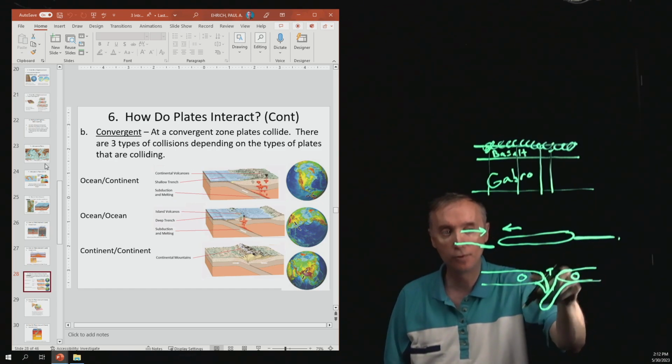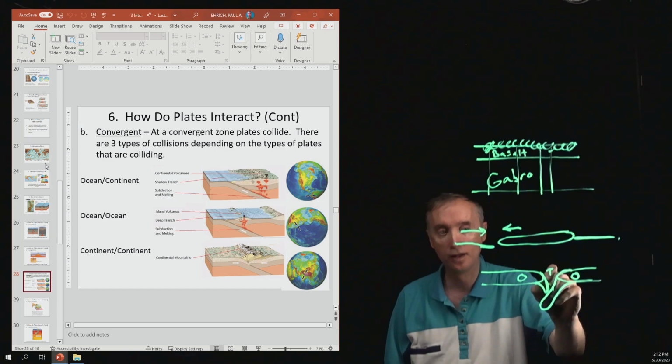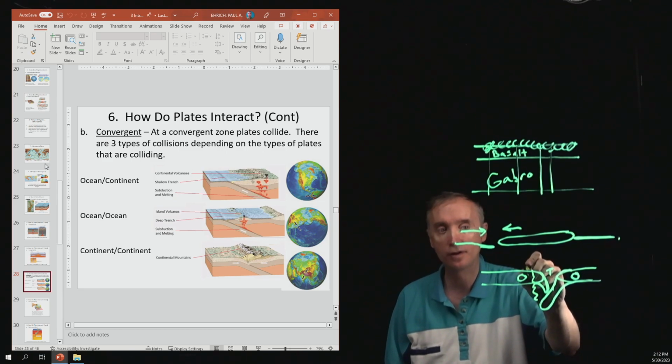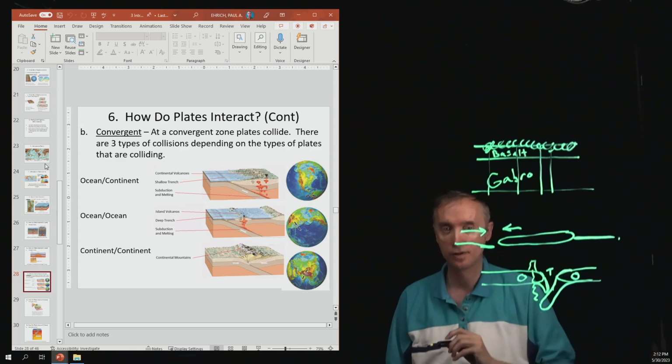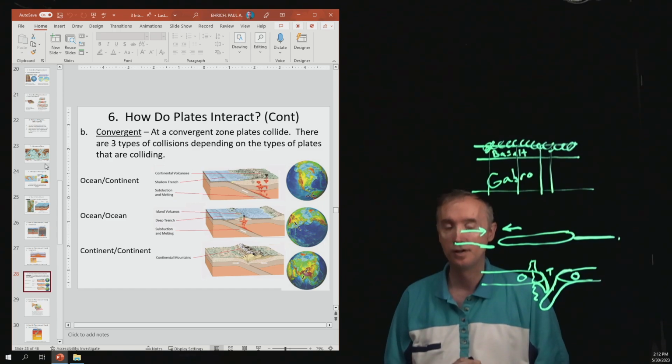Okay, then the deeper it goes, the hotter it gets, and it begins to melt. The lighter components of this plate are going to melt. They're going to flow back up to the surface, and they're going to come out of volcanoes. So you're going to have a volcanic island arc system as a result of this. An example of this would be Japan.